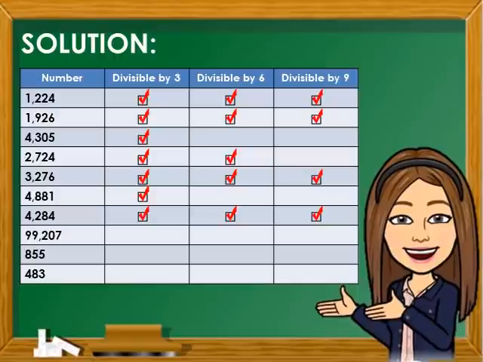4284 is divisible by 3, 6, and 9. 99,207 is divisible by 3 and 9. 855 is divisible by 3 and 9. 483 is divisible by 3.